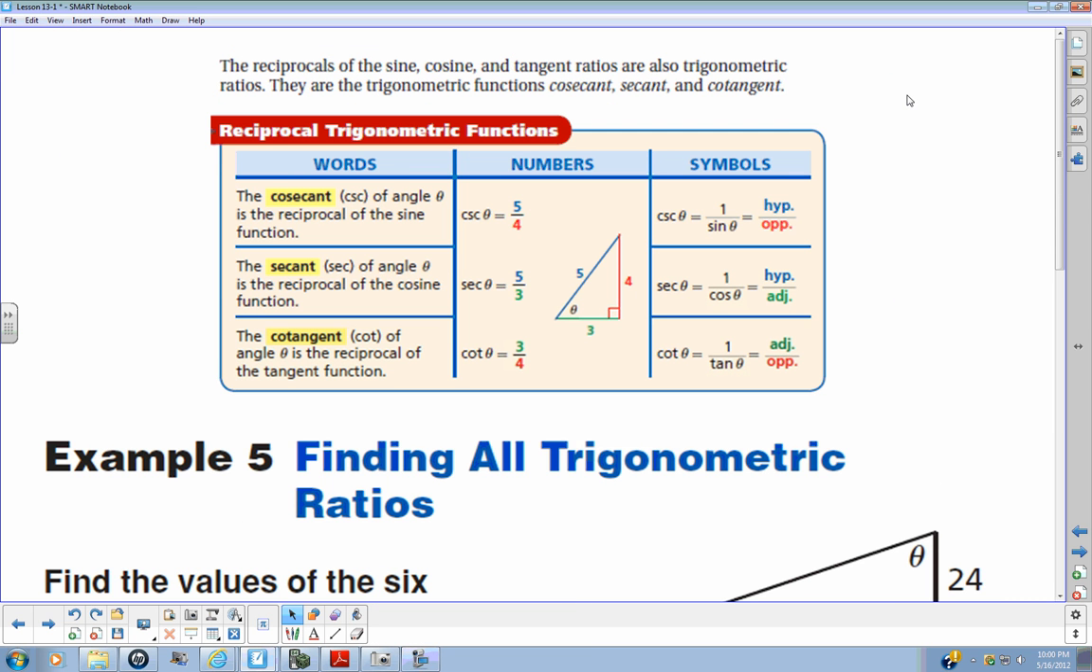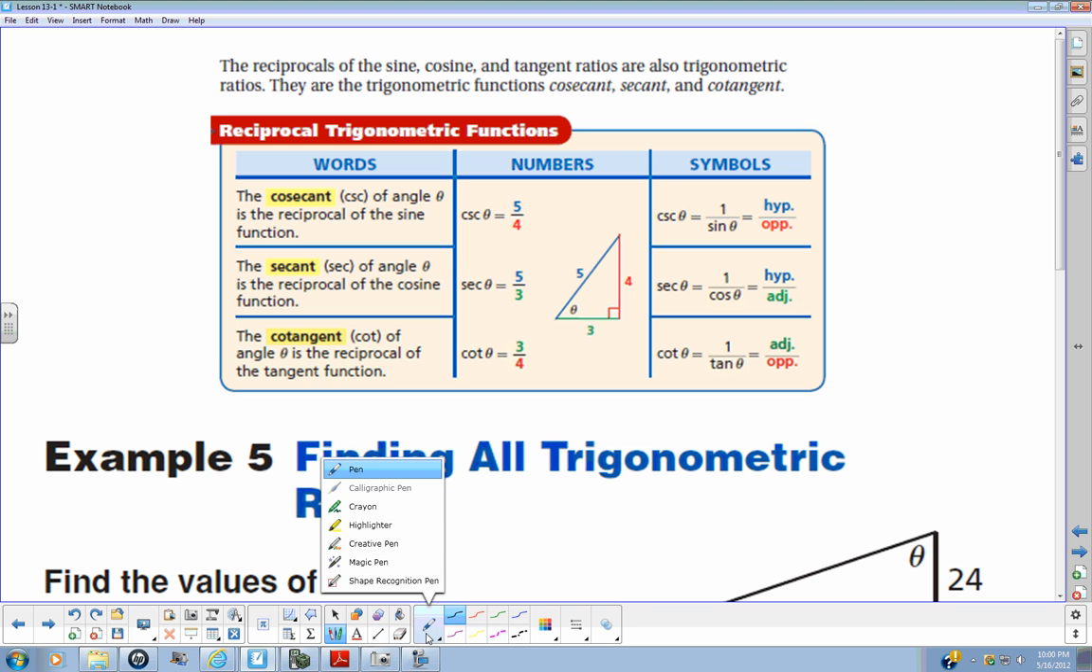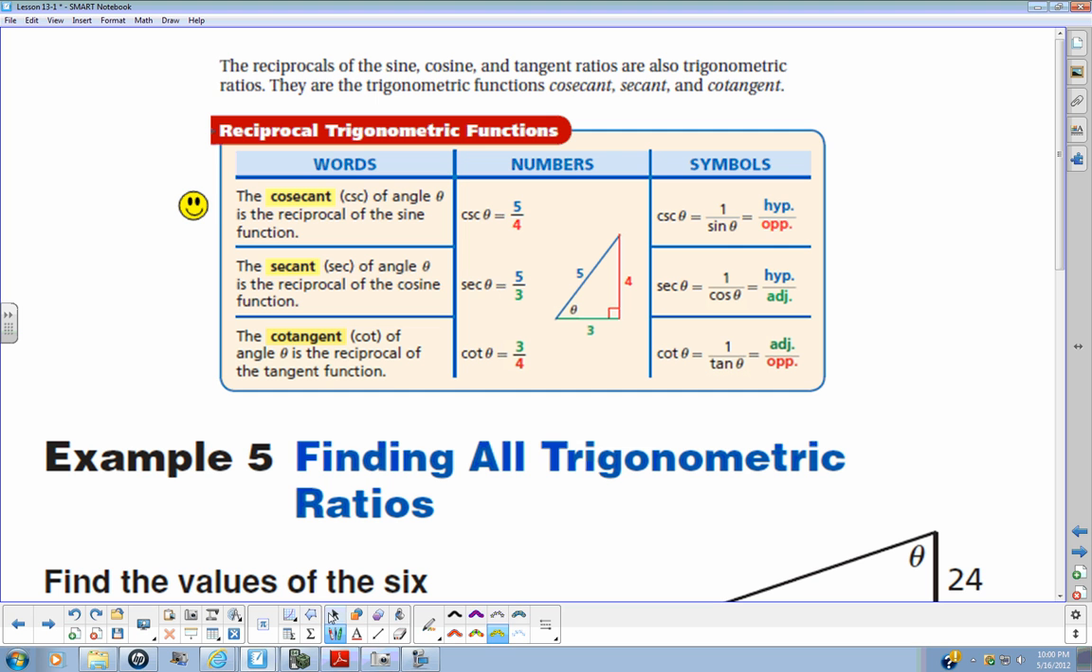Okay, our last example for this lesson involves the other three trig functions. We've looked at sine, cosine, and tangent. The other three trig functions are called reciprocal functions, because they are basically the reciprocal of sine, cosine, and tangent. So cosecant, abbreviated CSC, is the reciprocal of sine. Where sine was opposite over hypotenuse, cosecant would be the reciprocal of that, or hypotenuse over opposite.